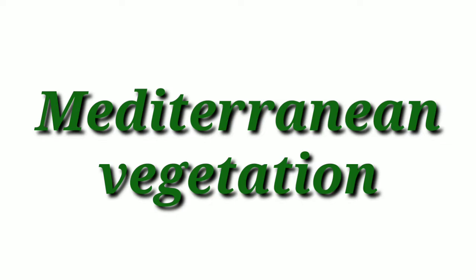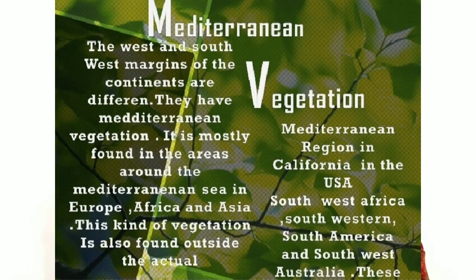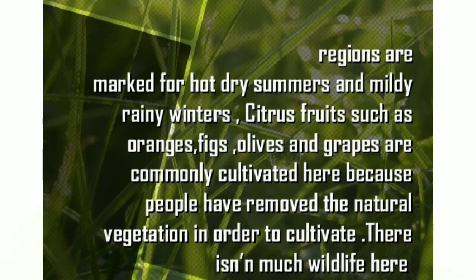Next we are going to study Mediterranean vegetation. Mediterranean vegetation is generally found in areas like Southwest USA, Southwest Africa, Australia, Italy, Spain, Greece, etc. These forests are also called the orchards of the world because these forests provide a different variety of fruits. These forests generally grow in regions of dry summers and wet winters.